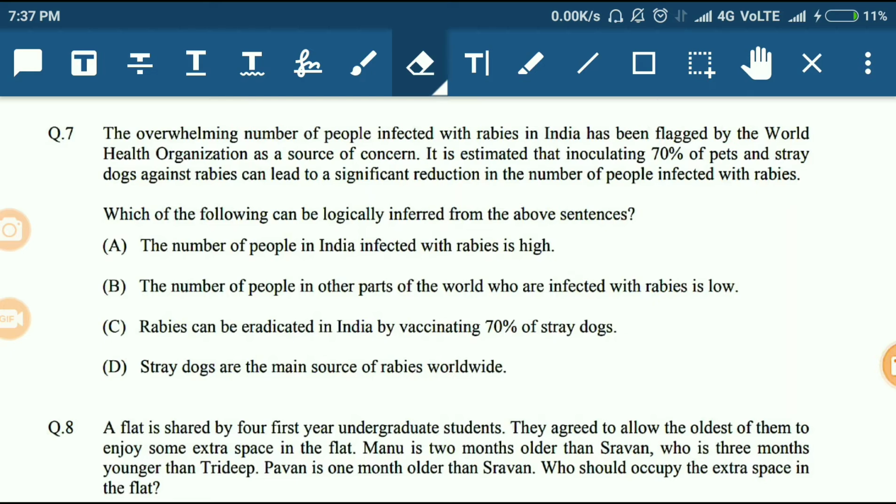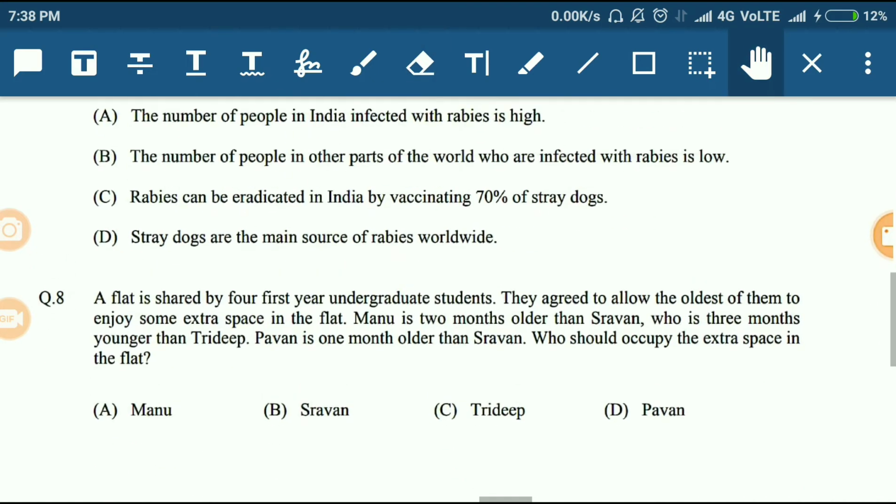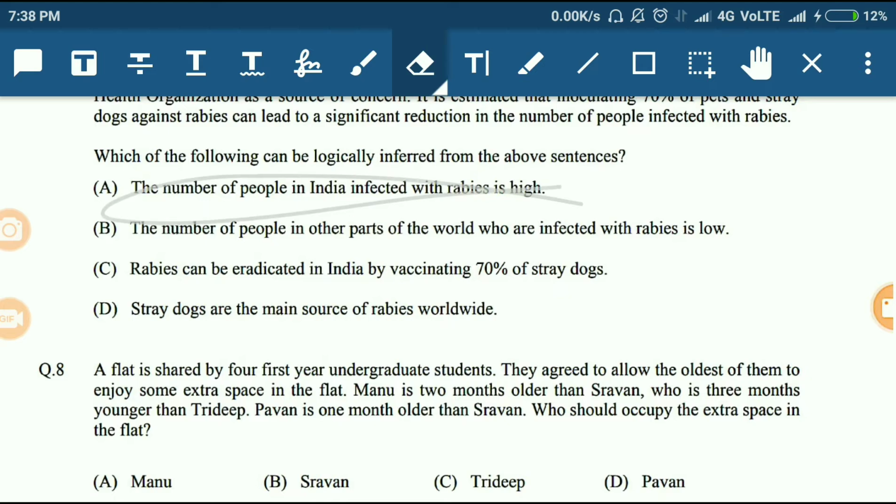The next option is, rabies can be eradicated in India by vaccinating 70% of stray dogs. This sentence as well does not make any sense, because eradication here means to remove it completely. It is stated that if we vaccinate 70% of stray dogs, then it would reduce. The word used here is reduced and not eradicate. So this statement is also not correct. Stray dogs are the main source of rabies worldwide. It is animals, not only stray dogs. So the only option that seems correct is option 1.